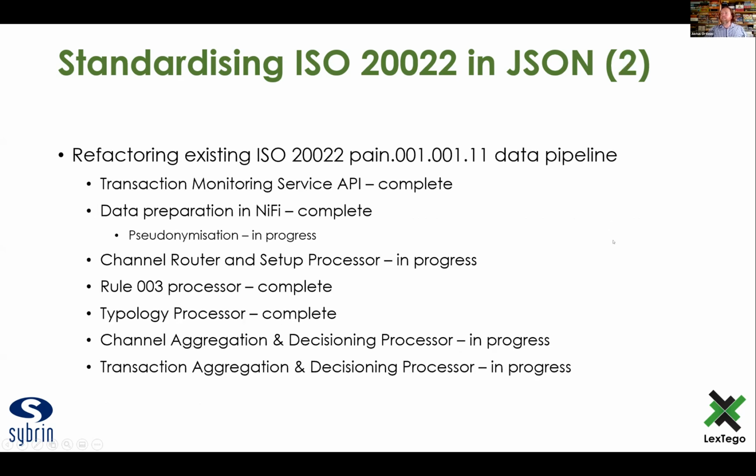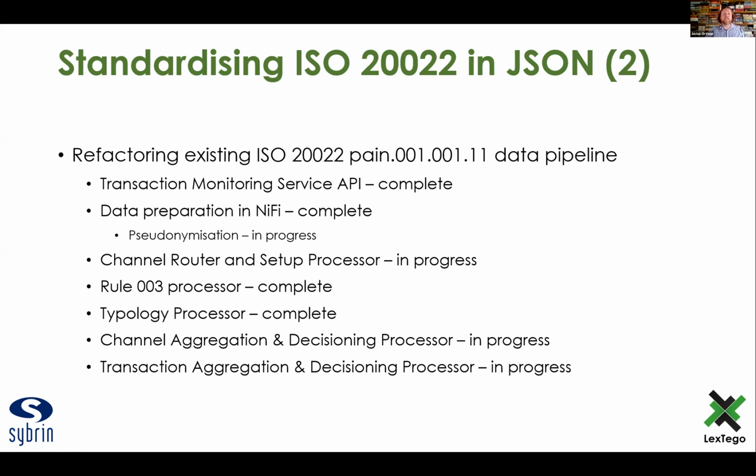And then based on those changes, we refactored our ISO 20022.001 data pipeline. All the way through from the transaction monitoring service itself, we completed that work. Data preparation in NiFi is complete, although the pseudonymization component of that is still in progress. The channel router and setup processor is currently in progress. Rule 3 processor, which is our template for all of our rule processors in the platform, is complete. The typology processor is also complete.